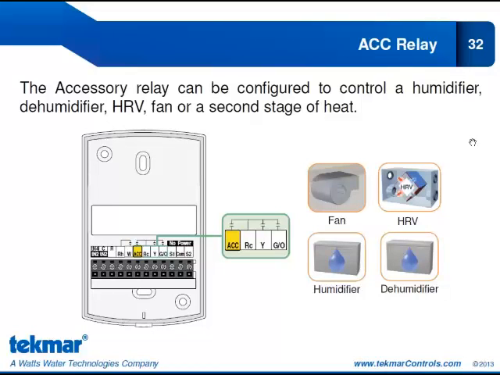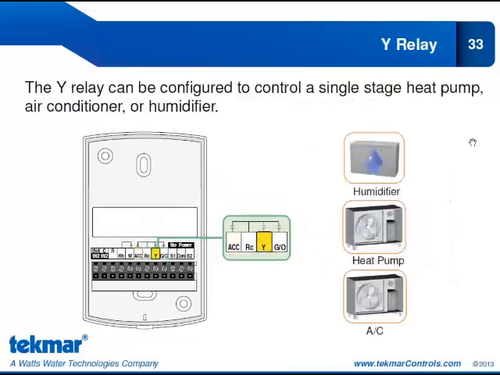So as we saw through the applications, the accessory relay can be set up to operate a fan, an HRV, a humidifier, a dehumidifier. It can also be set up to control a second stage of heat. We didn't show that second stage of heat here because it can be configured for so many different heat terminals. So you have 5 options with the accessory relay. The Y relay will be set up for a humidifier, a single stage heat pump, or a single stage air conditioner.